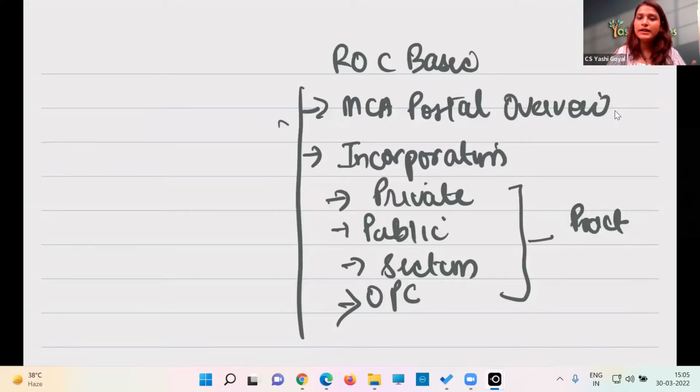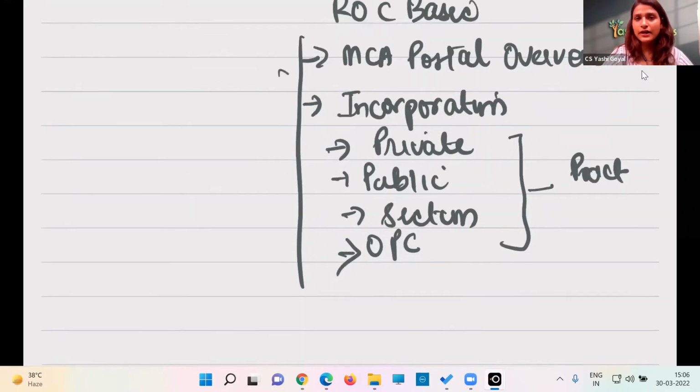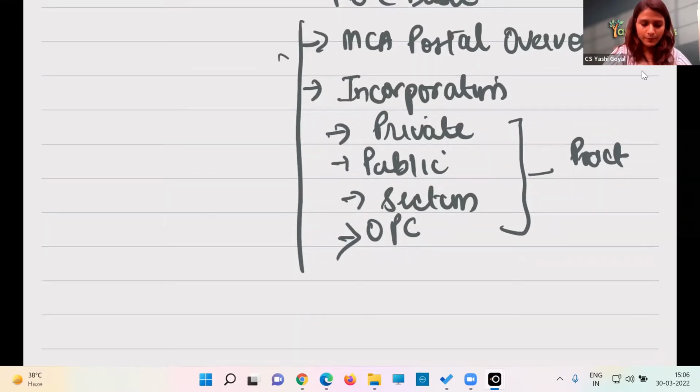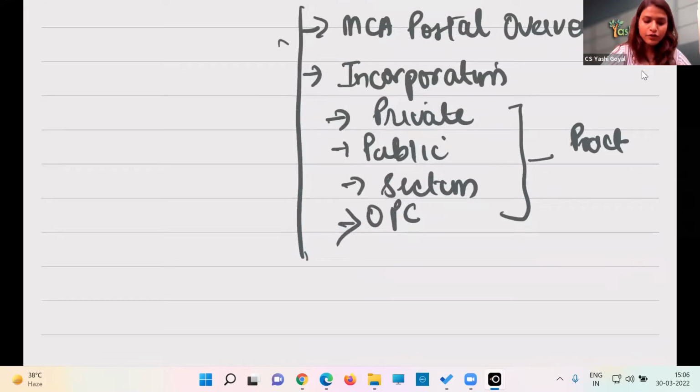And after the legal aspects, we would be going towards the practical aspects. That is form filling, then affixing the DSC over the form, then uploading the form, and then making the payment. So this would be the procedure. We would be studying different types of incorporations of the company. At the end, we would also be studying some post-incorporation compliances.